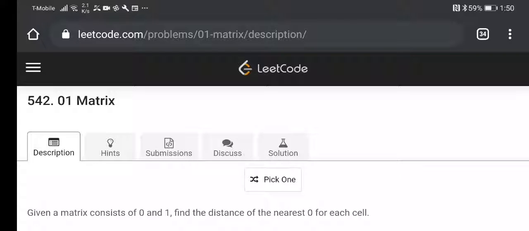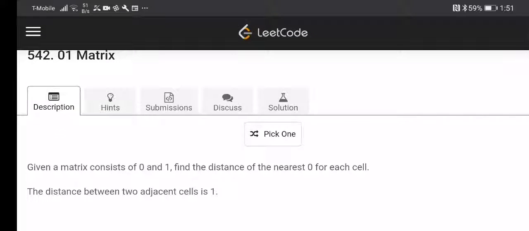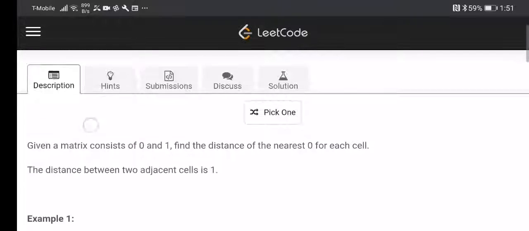Hello. So we're going to try to solve a problem called the 0, 1 matrix, and the problem is shown right here. The problem description is: given a matrix consisting of zeros and ones, find the distance of the nearest zero for each cell. The distance between two adjacent cells is 1.